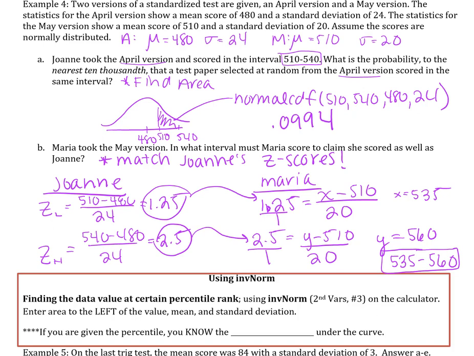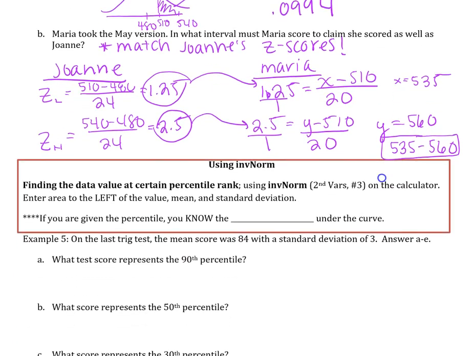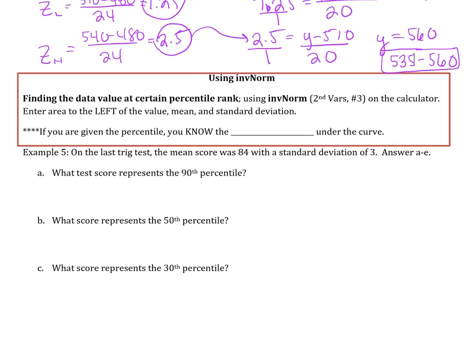Alright, so that's enough about normal CDF. We're going to move on a little bit to something different called inverse norm. And inverse norm does the exact opposite of normal CDF. So normal CDF is used to find area. Inverse norm is when you know the area, but you're using it to find a data value. So finding the data value at certain percentile ranks, we will use inverse norm. We'll enter the area to the left of the value to find the standard deviation.